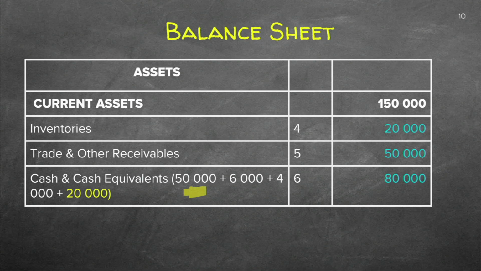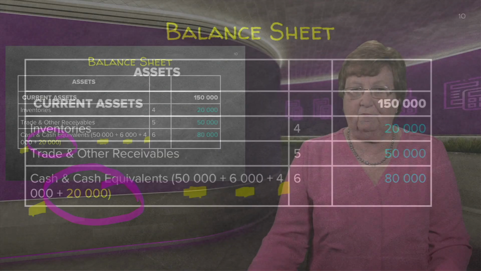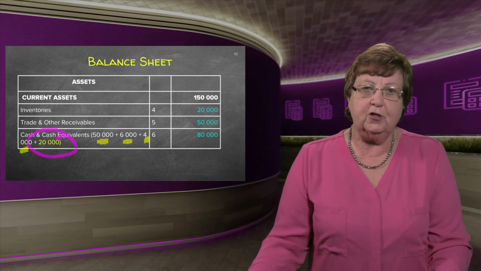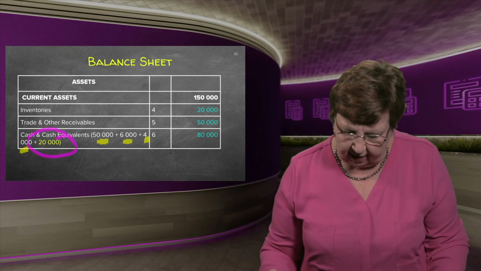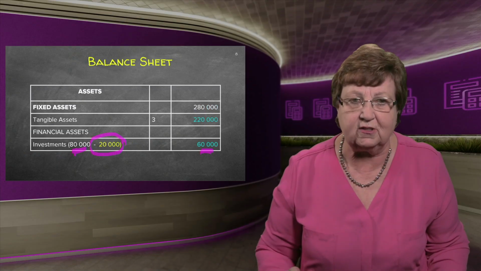I've got 50,000 Rand, which was presumably the money in the bank. I've got 6,000 Rand, which was my cash float. I've got 4,000 Rand, which was my petty cash. And now I have got plus 20,000 Rand. And that is the portion of the investment that is maturing. And so if we were to go back, you would see that your 60,000 Rand of your investment, let's just see if I can get that.